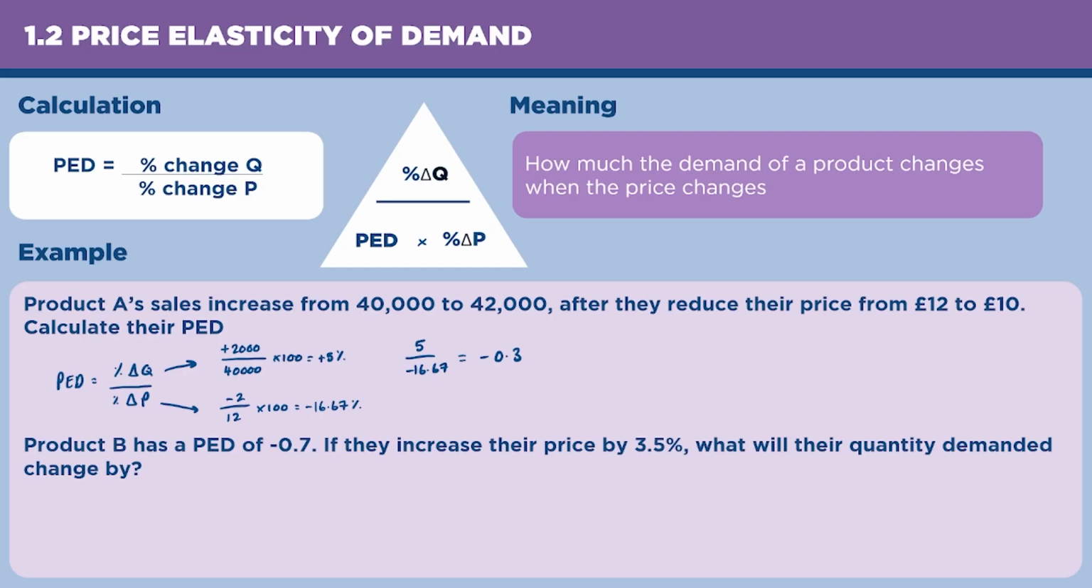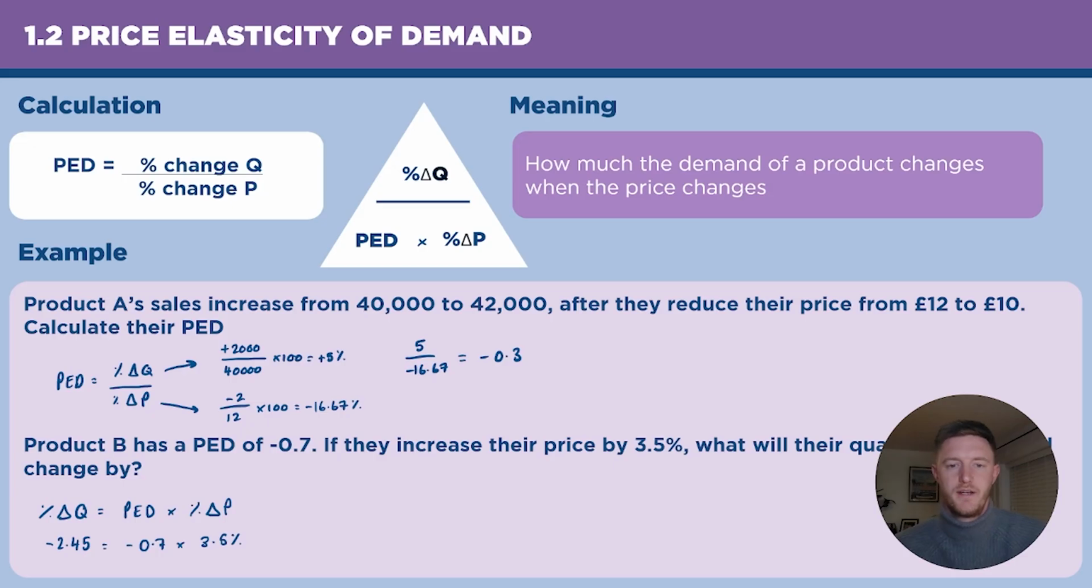For the other one, I'm going to show you a rearranged version. We've been given price elasticity of demand. Product B has a PED of minus 0.7. If they increase their price by 3.5, what will their quantity demanded be? Looking at that triangle, to calculate percentage change in quantity, which is what we're looking for, we need to do price elasticity of demand times percentage change in price. So that is minus 0.7 times 3.5, which gives us minus 2.45. Your answer should always be negative for price elasticity of demand because there's always a negative correlation. Price goes up, demand goes down. Price goes down, demand goes up.